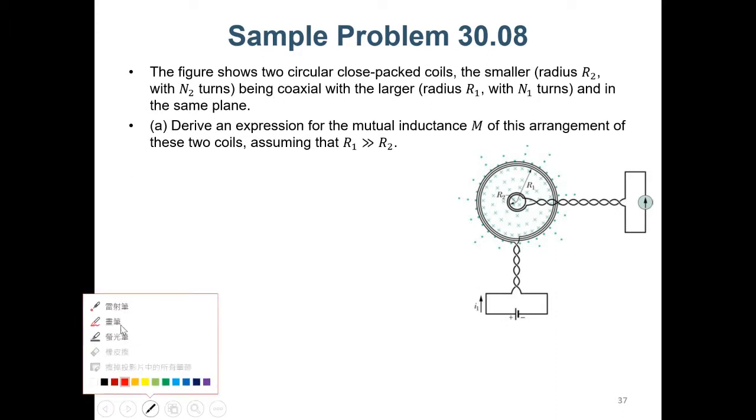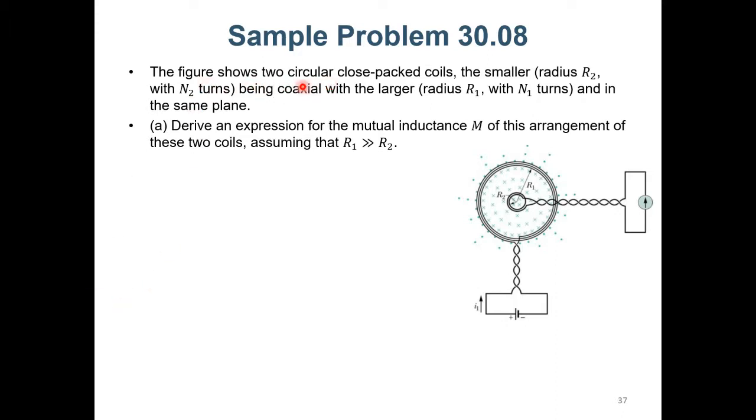For this one, the figure shows two circular packs of coil. The smaller one has radius R2 with N2 turns, and the largest one has radius R1 and N1 turns, something like the setting in the lab too, and in the same plane. Derive an expression for the mutual inductance M of these two coils, assuming that R1 is much larger than R2.